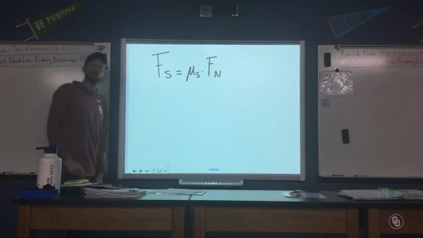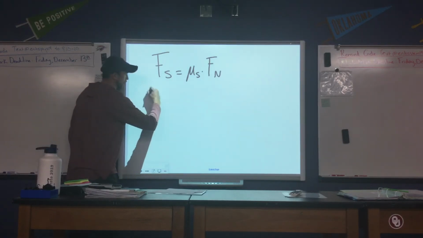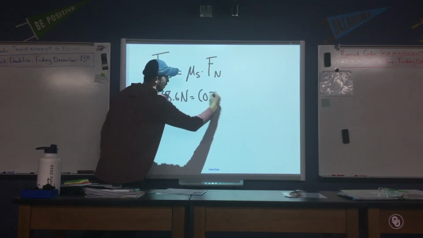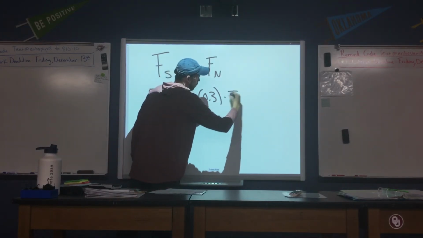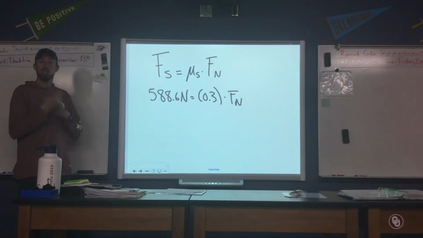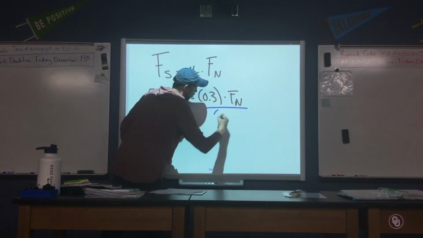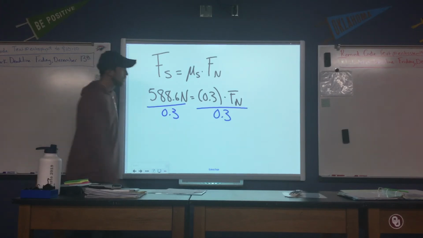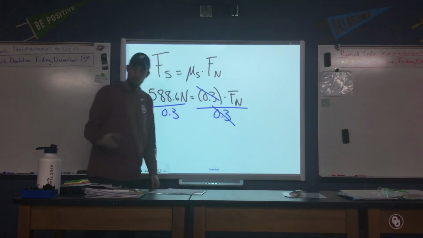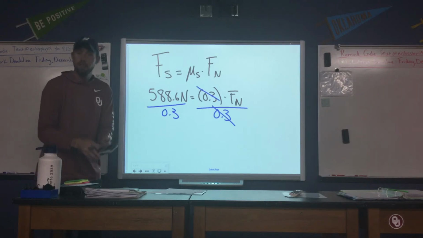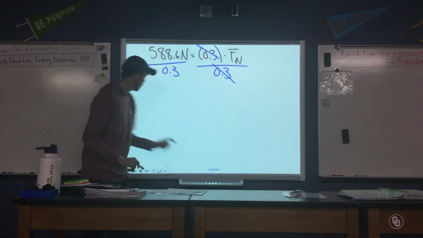Force of static friction is equal to our coefficient multiplied by the normal force. So here, 588.6 newtons is equal to our coefficient, 0.3, multiplied by the normal force, Fn. So, pretty straightforward now, we can solve for the normal force. So we'll divide by our coefficient, 0.3, on both sides of our equation. 0.3 over 0.3, those values will cancel out to 1. We'll have 588.6 divided by 0.3. That gives us a value of 1,962.